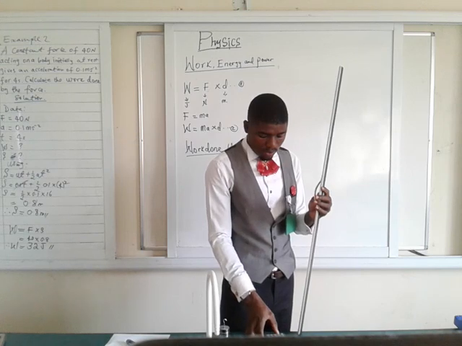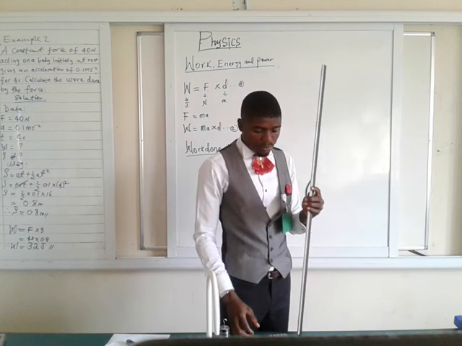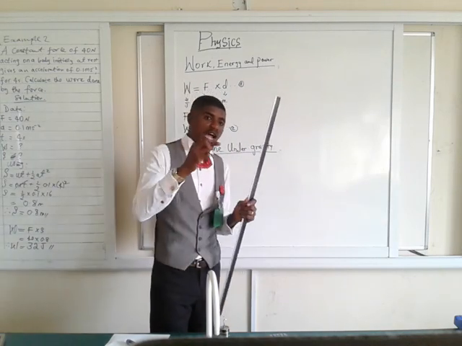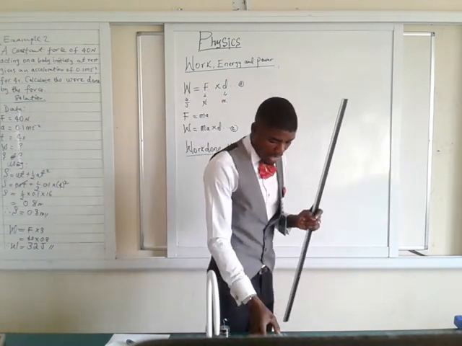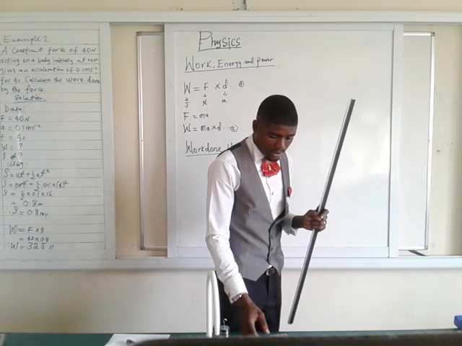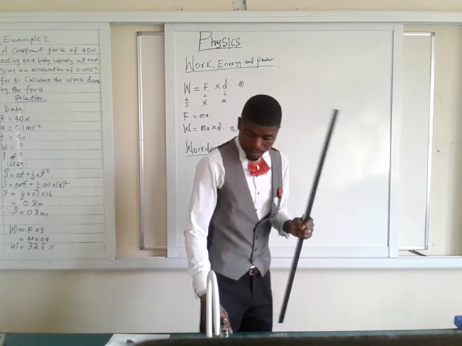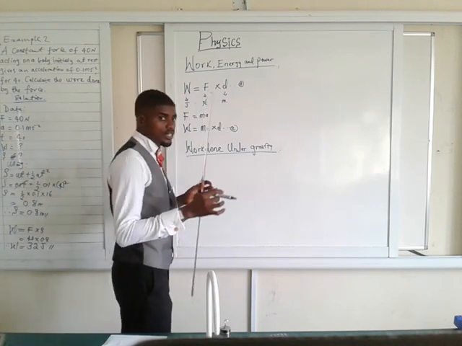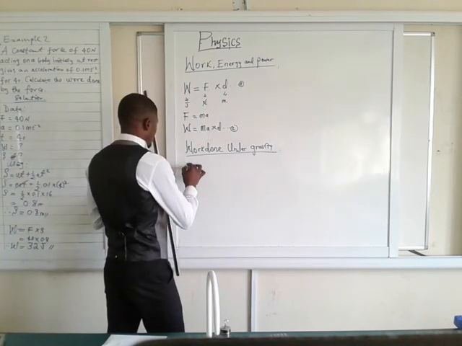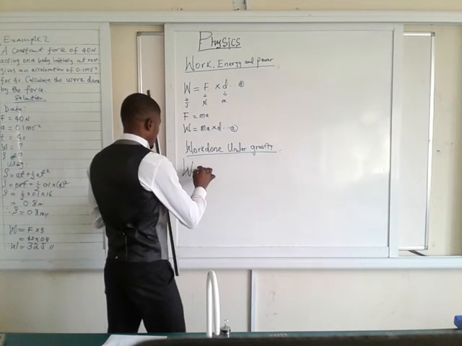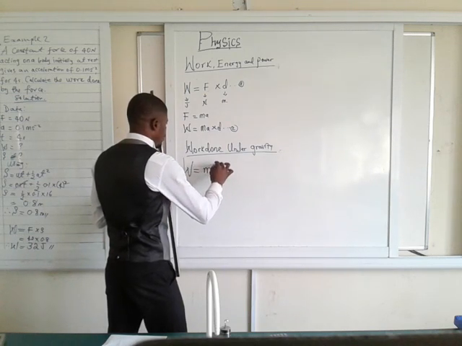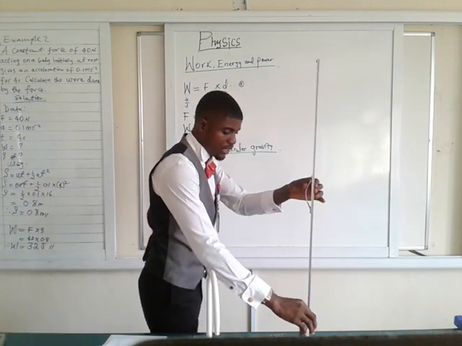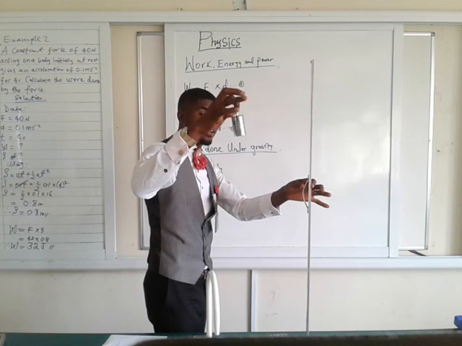So 0.8 times 0.5 times. The value of acceleration due to gravity in this school is 9.8. So times 9.8. Let's write it down. The equation for work done under gravity is giving us W is equals to mgh. So we are saying if you lift this weight of body, this is 500 grams.